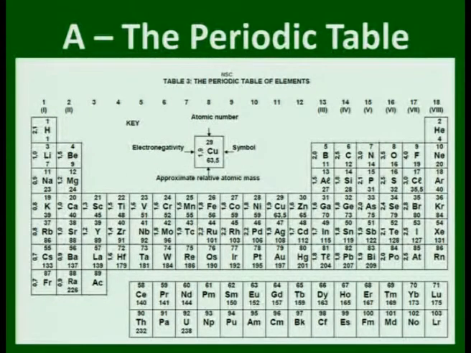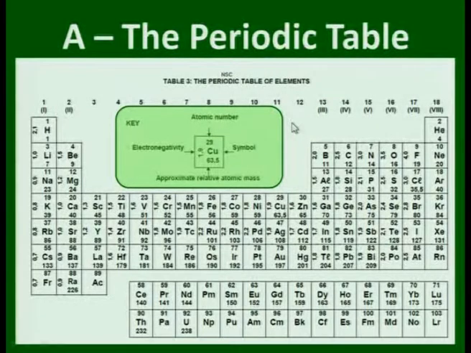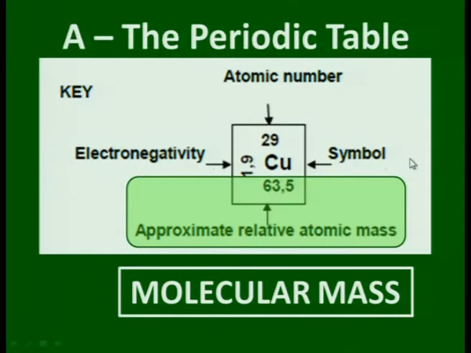The first one we're going to talk about is the periodic table. Now this is the periodic table, but first you need to know how to read the periodic table. For this you need the key. So if we focus on this part of the periodic table, you can see that the Cu is the symbol for the chemical element, which is in this case copper. The 29 is the atomic number, and there's your electronegativity.